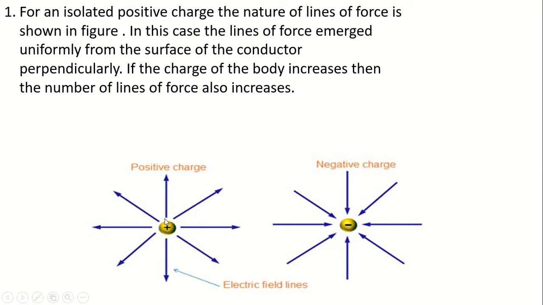Look here, the positively charged object is placed here, and the lines of force are emerging outward. So in this position, the lines of force are closer to each other, so electric field intensity will be stronger here. But look, the lines of force in this position are far away from each other, so the electric field intensity will be less in this position. Okay.